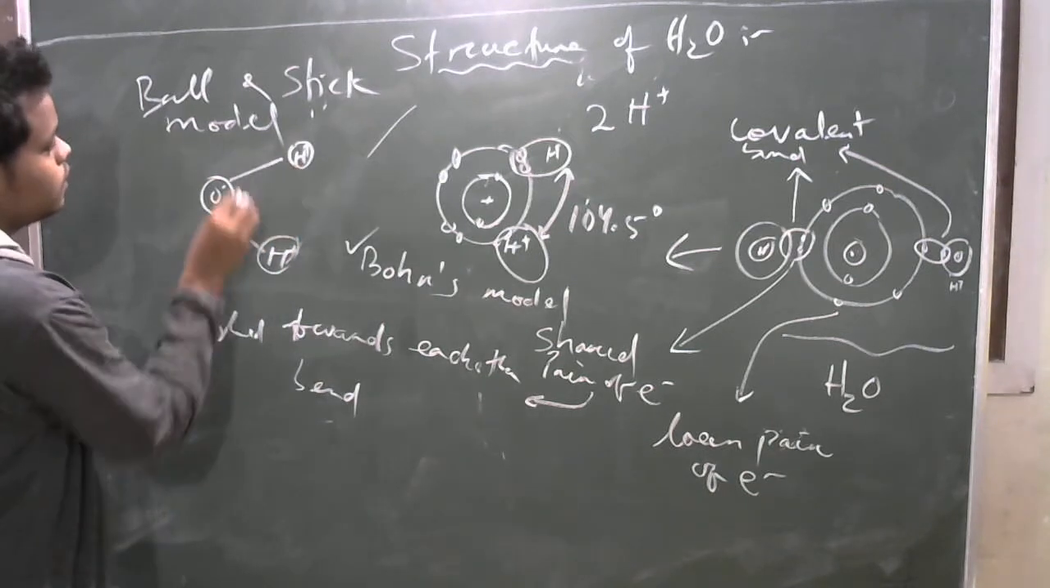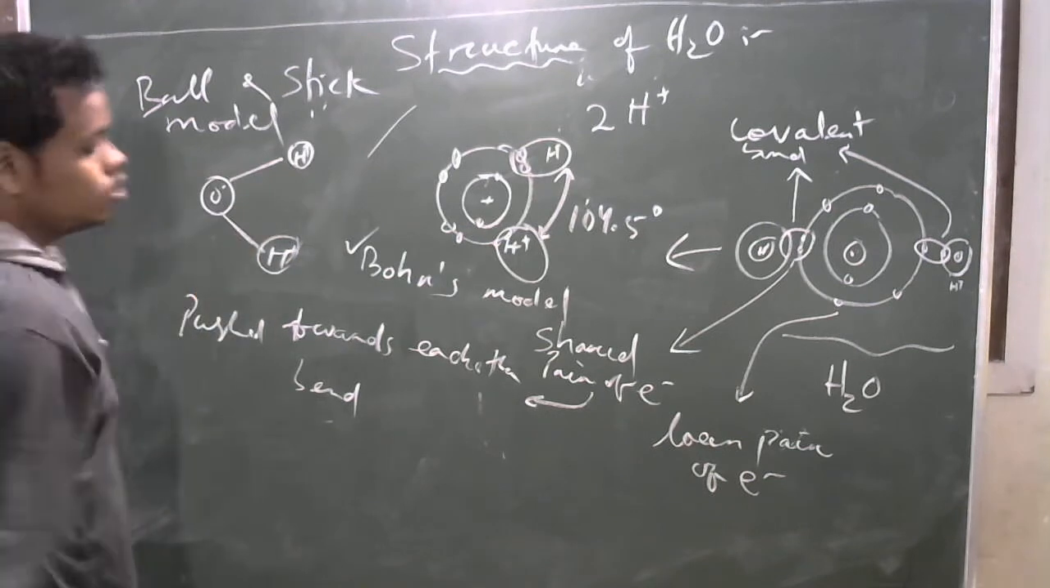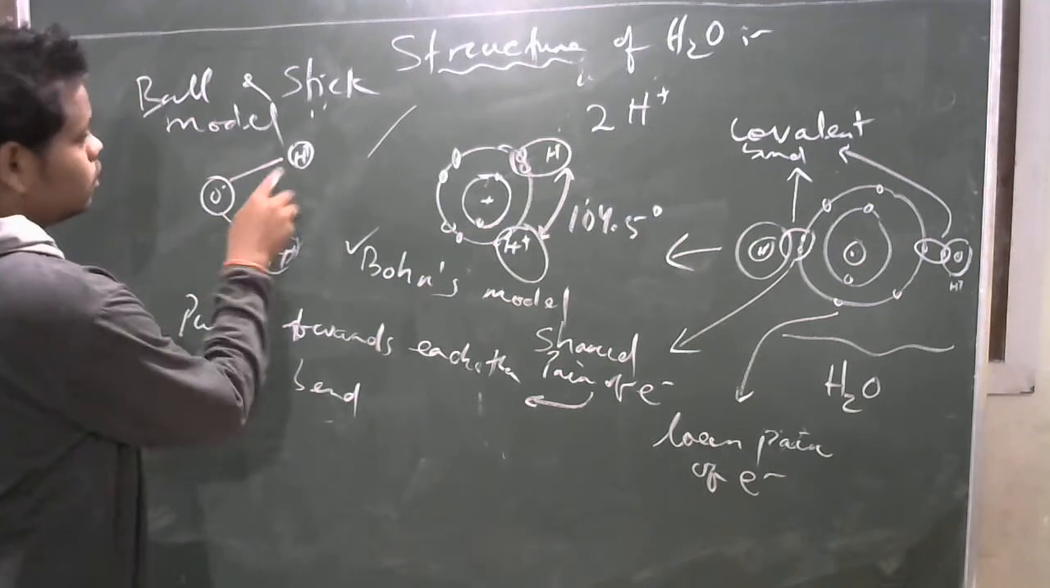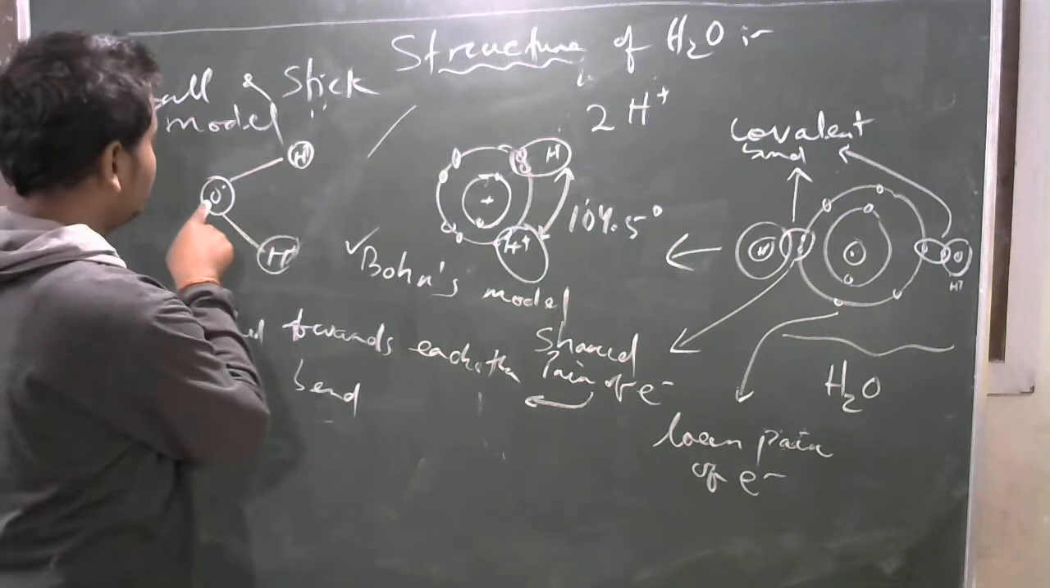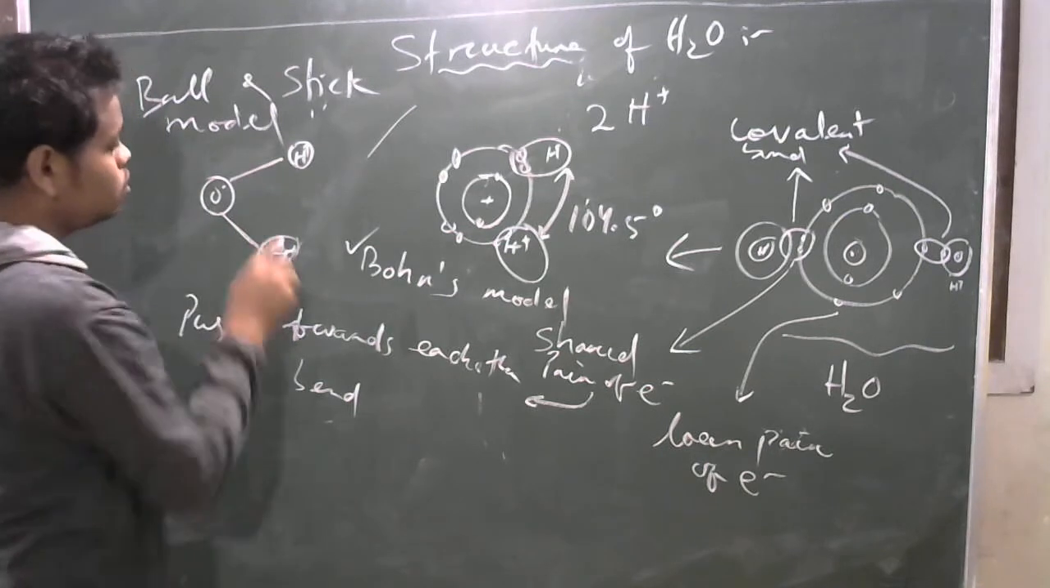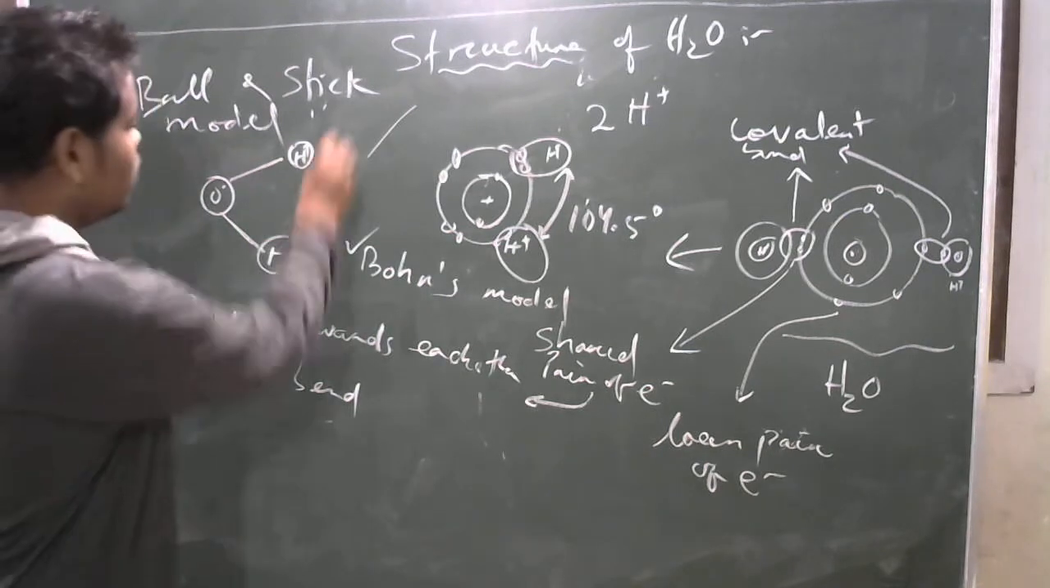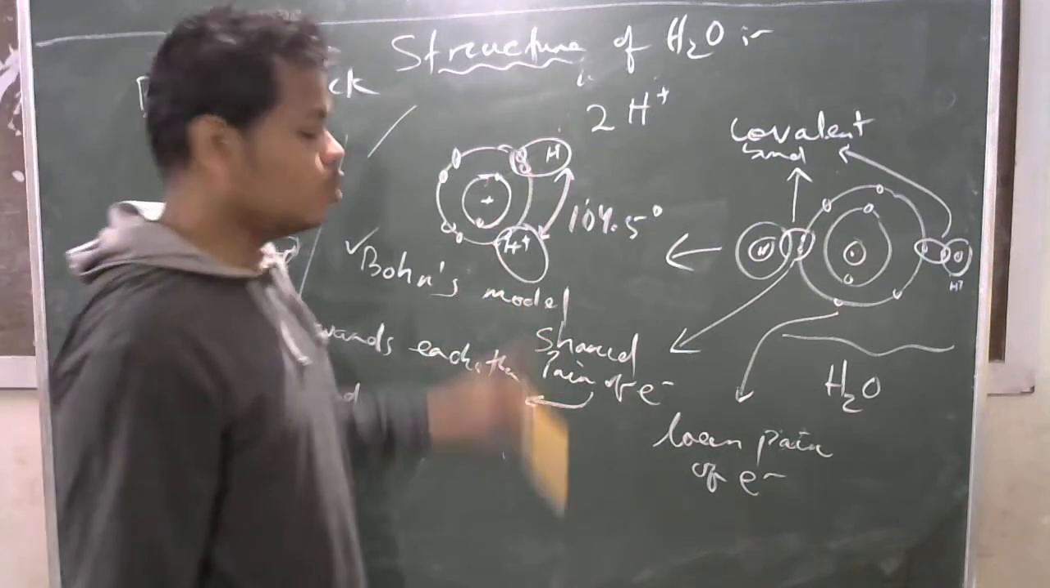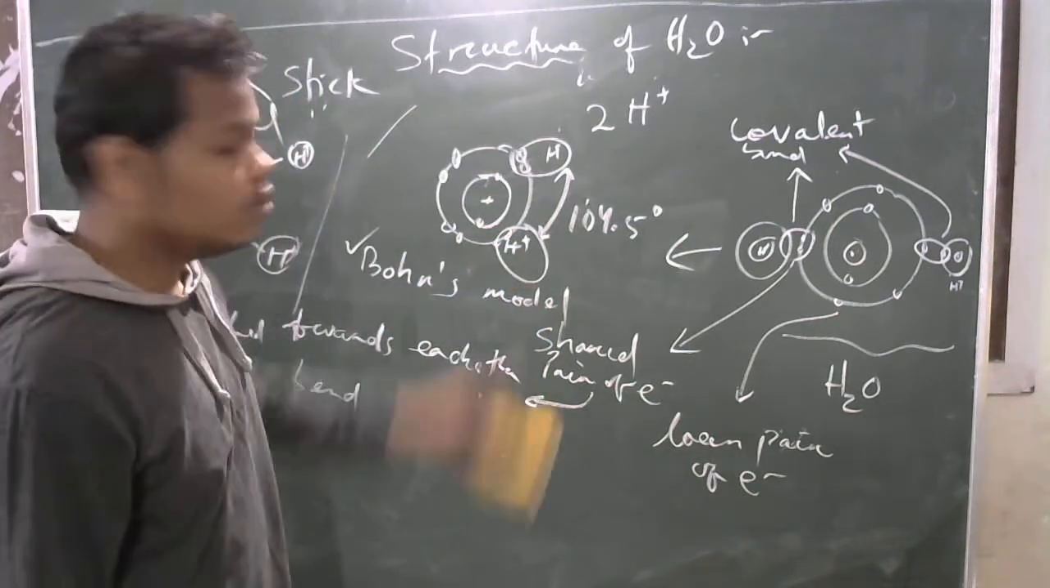Here this acts as a stick and these three are assumed as balls. So these sticks are nothing but the covalent bonds. This is the oxygen atom and these two are hydrogen atoms. So this is the ball and stick model, and this is the Bohr's model of the structure of water.